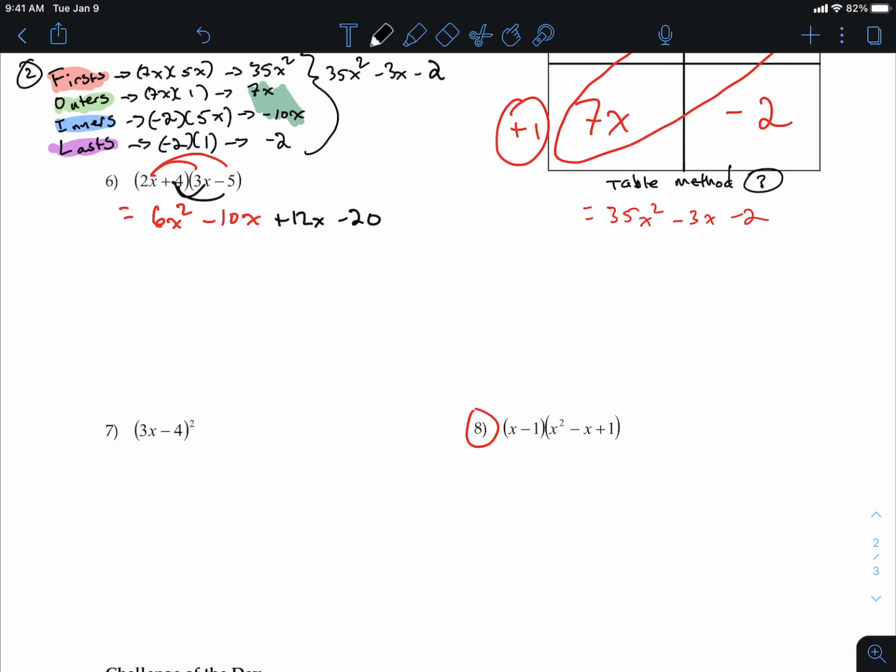Does the black and red help? You guys can see where each number comes from, sort of thing. Okay. Then all you do is collect the like terms, and then you're done. 6x squared plus 2x minus 20. Okay. The plus 2x comes from the addition of these two guys.